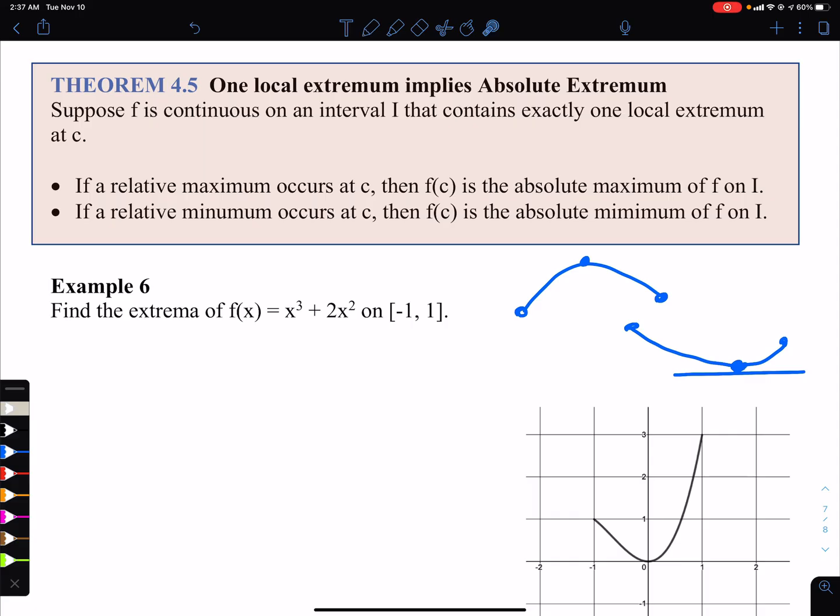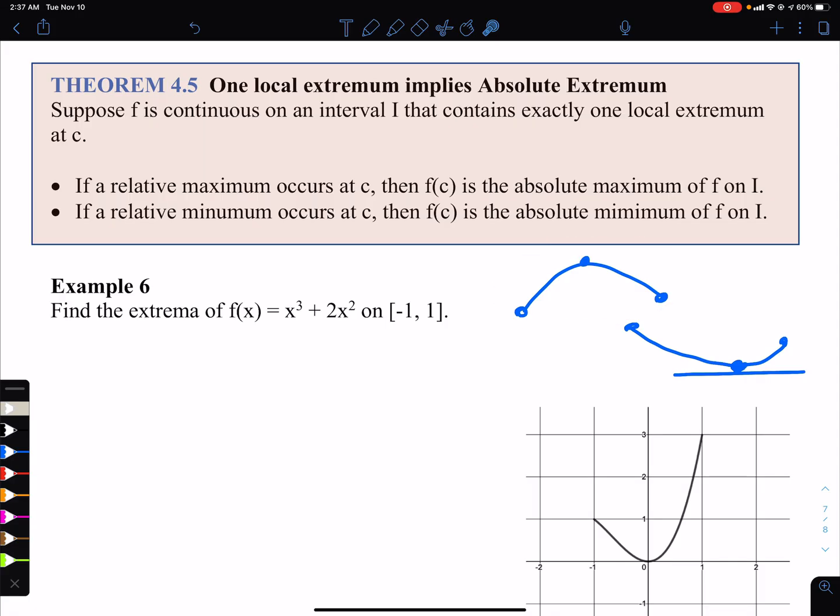Because if there's only one, it has to go from decreasing to increasing. It can't decrease again and get lower than this point, or else you'd have another critical point, another local maximum or minimum. So basically, if you only have one local max or min, it only changes direction at that point. That point here has to be a maximum because it can't change directions again, or you have another relative extrema. So if you have only one relative extrema in a region, that will be an absolute extrema.